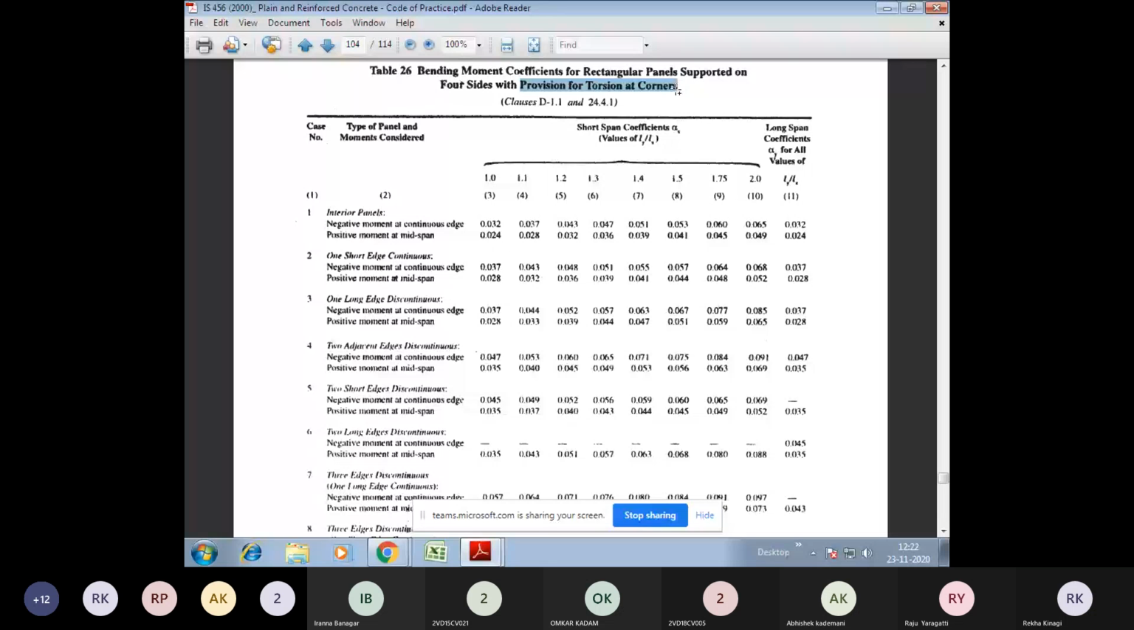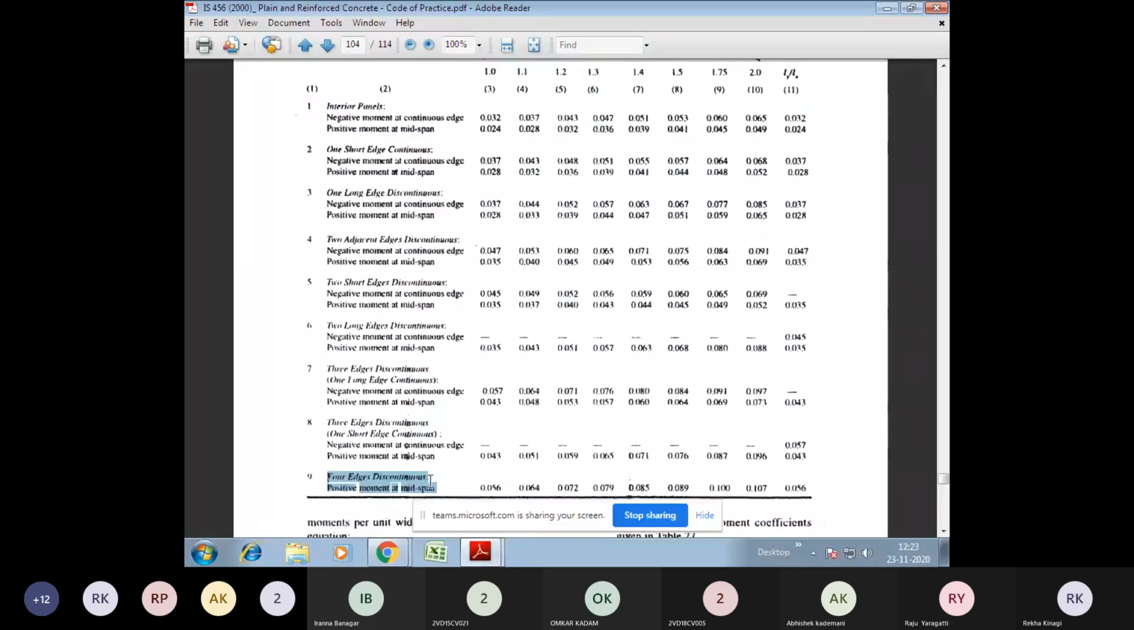Since it has not been mentioned whether it is an interior panel, one short edge continuous, whether continuous edges or discontinuous edges are there and so on, what they have mentioned is that it is simply resting on the beam of width 230 mm. So we'll consider case 9, that is, 4 edges discontinuous.